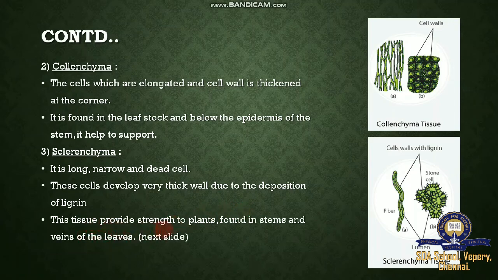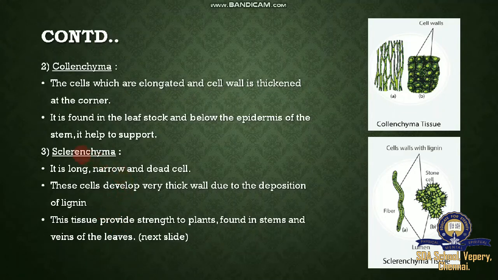This tissue provides strength to plants and is found in stems and the veins of leaves. Veins means the midrib. What is the midrib? The middle layer of the lamina is divided into two parts by the midrib. This midrib is called a vein, made up of xylem and phloem, and in the vein and stem there is sclerenchyma. So sclerenchyma is responsible for very good mechanical support of the plant.